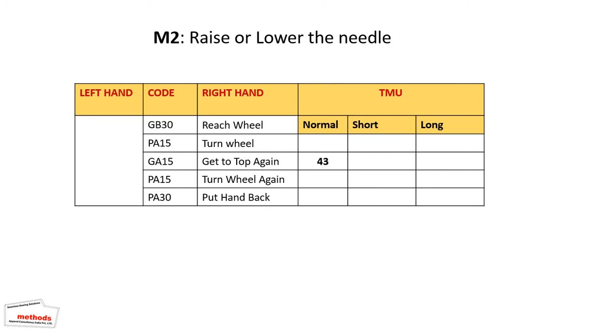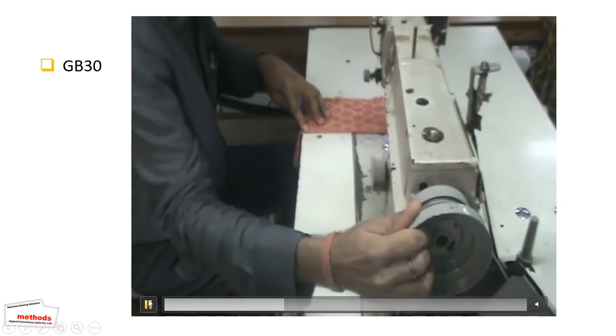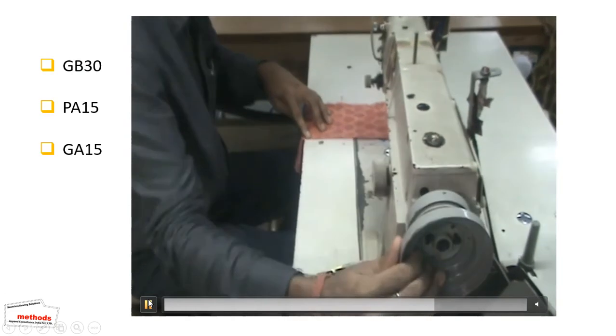He turns the wheel, that is giving a crank motion, so we give a PA, gets to the top of the wheel again for the second rotation and then turns the wheel again, which is a PA 15, puts his hand back on the table and then starts sewing. So when he has to lower or raise the needle, he gets to the machine, puts it down, gets again, puts it down, and then hand back.